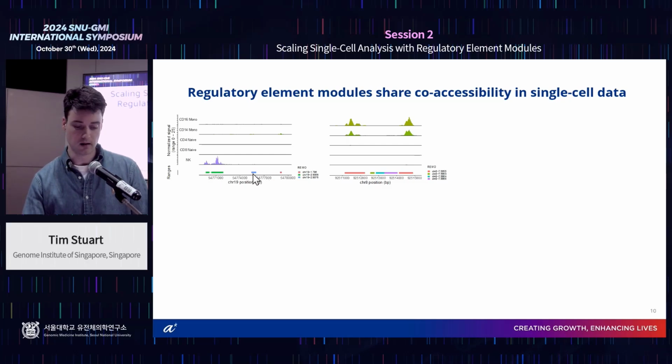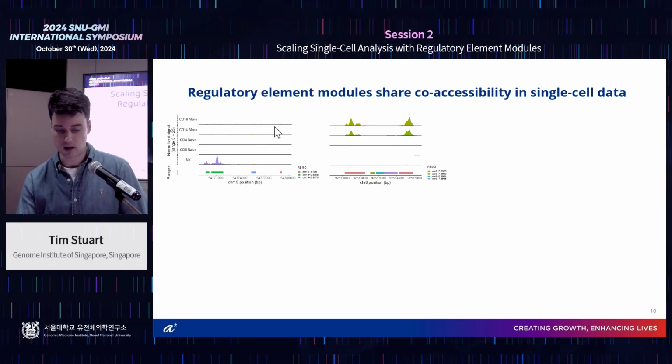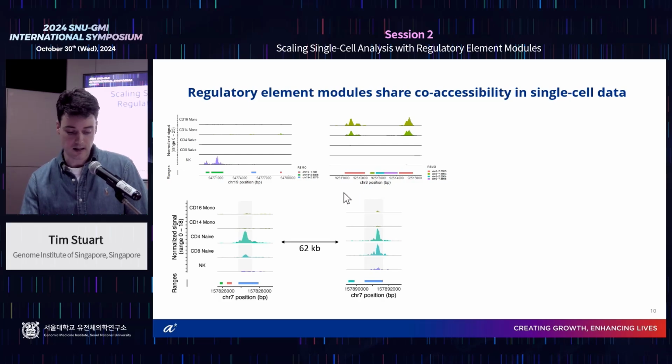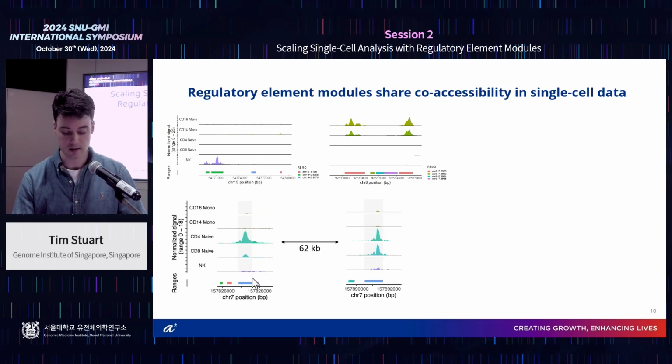And then some others that are accessible in different cell types and are not in the same module. In this example, these two are clearly co-accessible in the monocytes and are put into the same module and are separate to these other regulatory elements in between. Then we have other examples where the regulatory elements are much further away in the genome. So here we have some elements that seem to be specific to the T cells, particularly naive T cells. And in this case, they're around 60 kilobases away, and they're still grouped together in the same module.